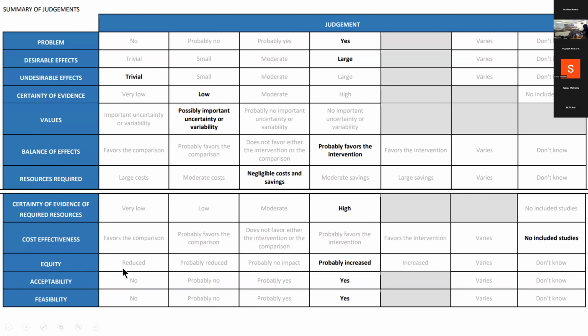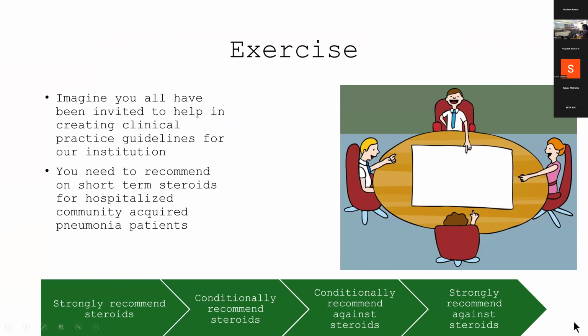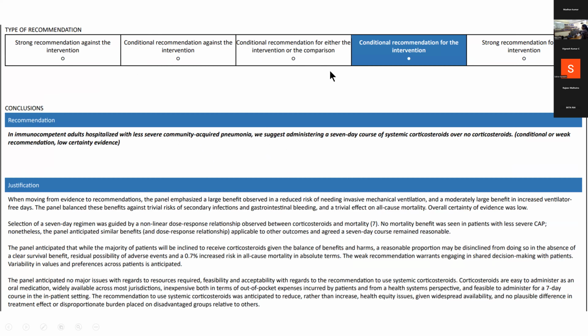So finally, after you've done all this, you have to summarize all your answers in a big table called the summary of judgments table. So now finally, what is your recommendation? Strongly recommend or conditionally recommend? Okay. If you look at the example, they have conditionally recommended the intervention. In immunocompetent adults hospitalized with less severe community-acquired pneumonia, we suggest administering a 7-day course of steroids. They have given a weak recommendation. They have also given the reason why they have given a conditional recommendation.